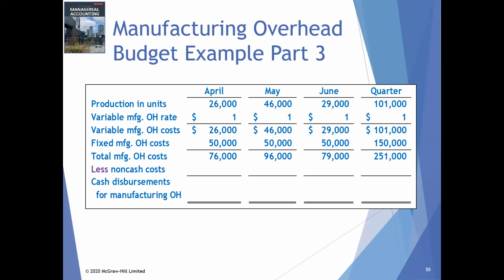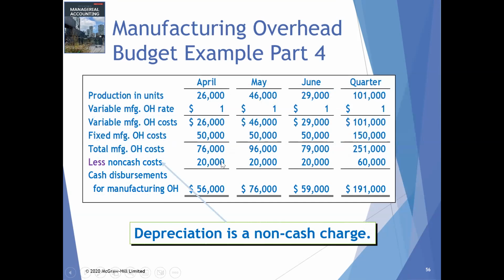Now, this total manufacturing overhead cost will be there, no doubt. But actually, we need to calculate how much cash is required, right? The $50,000 that we have estimated as the fixed overhead cost includes depreciation, which is $20,000 each month. So we subtract this, and the cash disbursement, meaning the cash that will be paid for manufacturing overhead, will be 191,000 dollars.